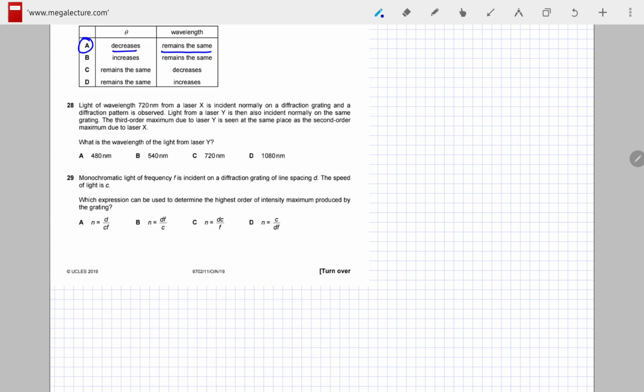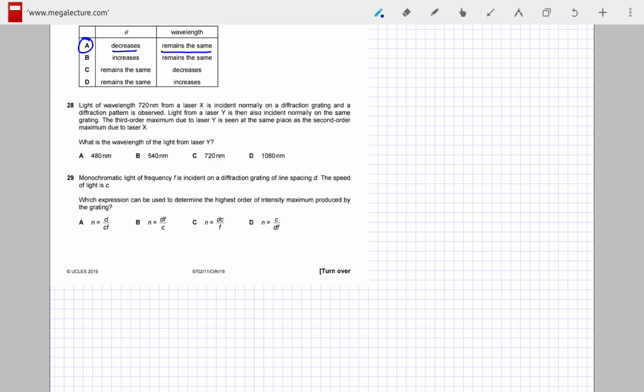So question number 28. Light of wavelength 720 nanometers from a laser X is incident normally on a diffraction grating, and the diffraction pattern is observed. Light from a laser Y is also then incident normally on the same grating, and the third order maximum due to laser Y is seen on the same place as the second order maximum due to laser X. We are asked what is the wavelength of the light from laser Y.